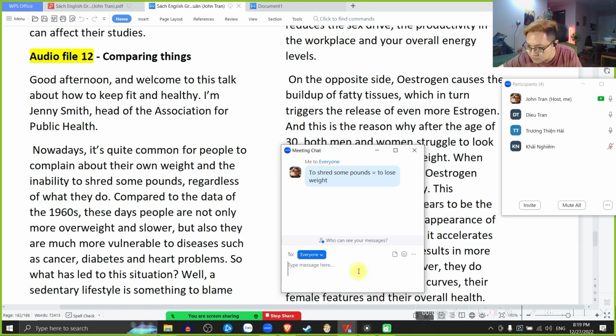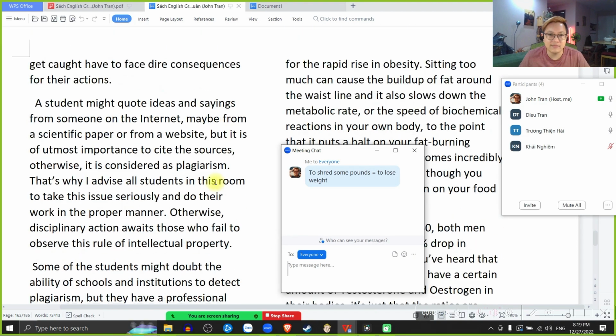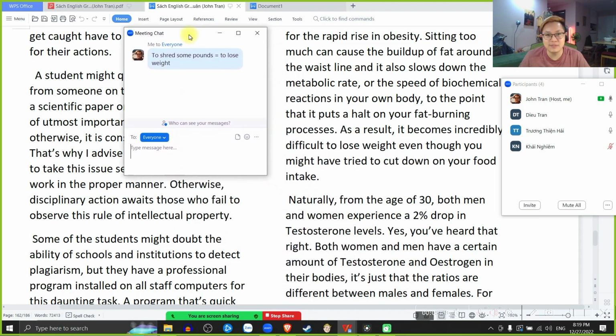Well, sedentary lifestyle. How do you read the 'y' in 'lifestyle'? It's the same as 'while', like a long i plus l. So a sedentary lifestyle is something to blame for the rapid rise in obesity.